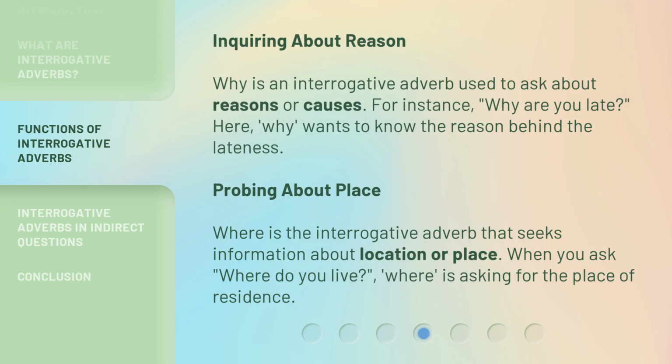Inquiring about reason. Why is an interrogative adverb used to ask about reasons or causes. For instance, why are you late? Here, why wants to know the reason behind the lateness.